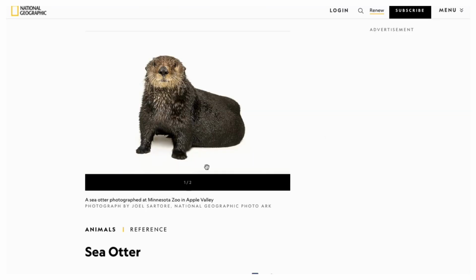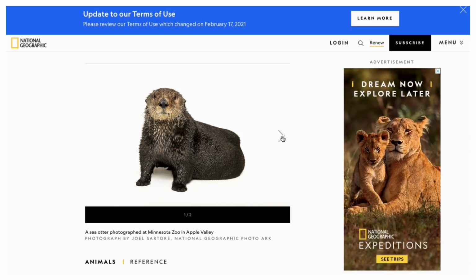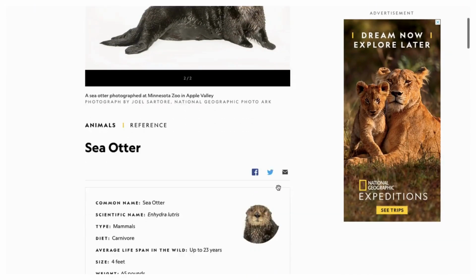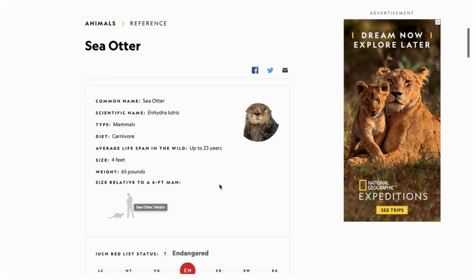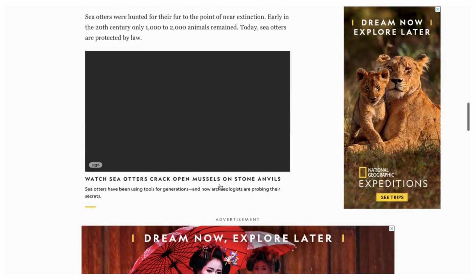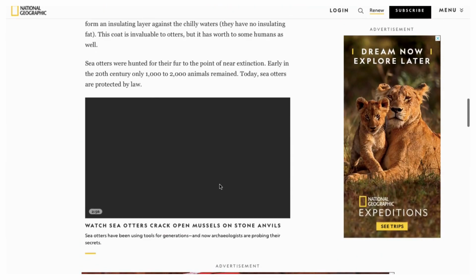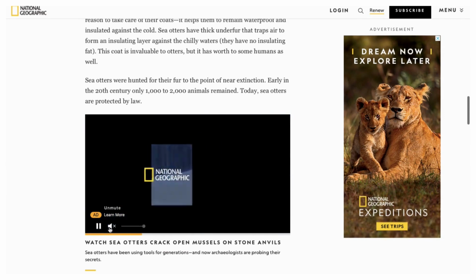Now we're going to look at National Geographic. These sea otters actually look like this. These are their pictures, as you see, and they're mammals. They can live up to 23 years, and I'm going to show you one of the videos of the sea otters. Now let's look at this video about sea otters.